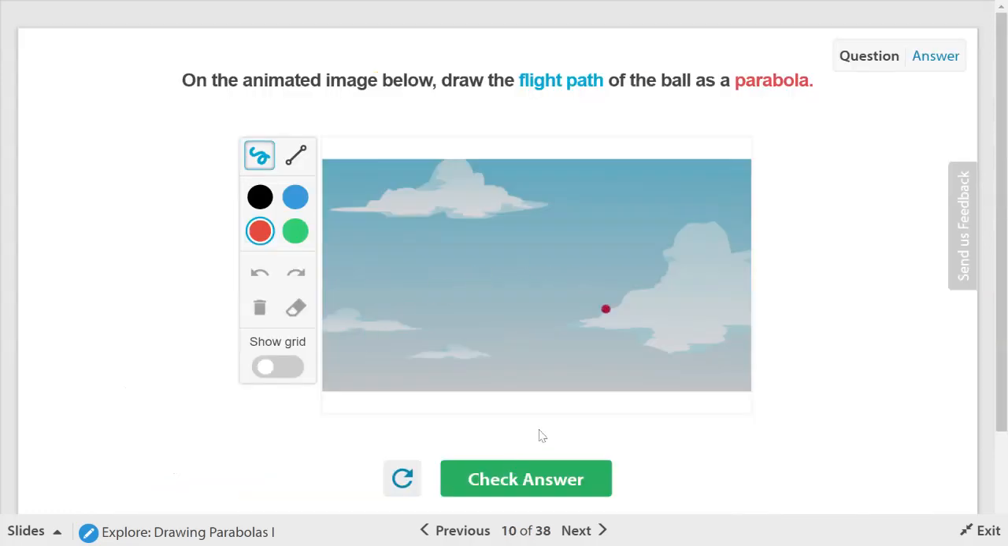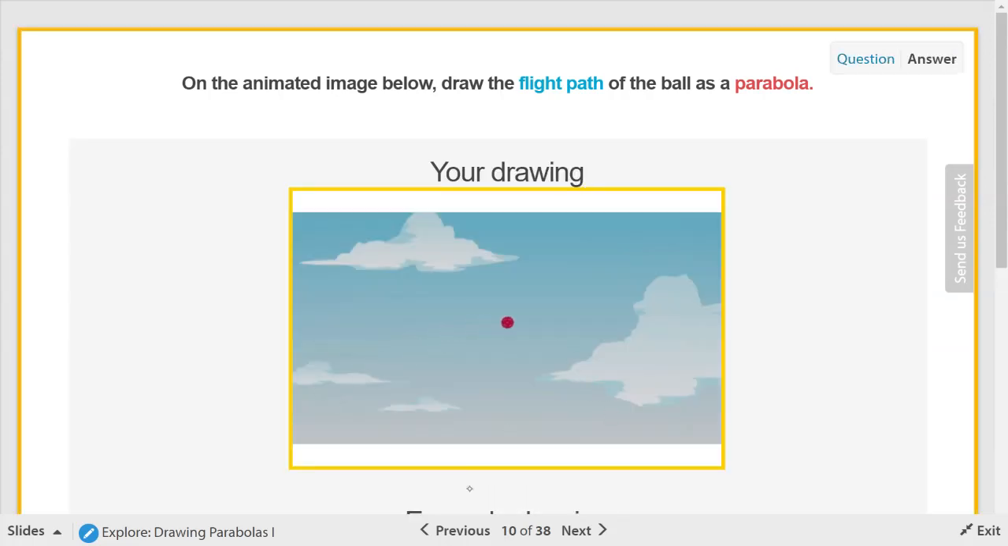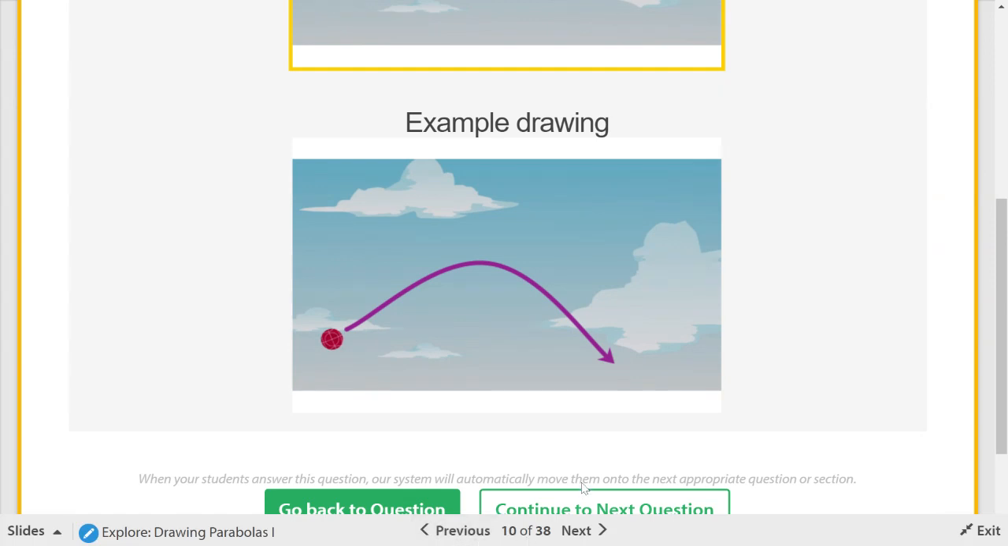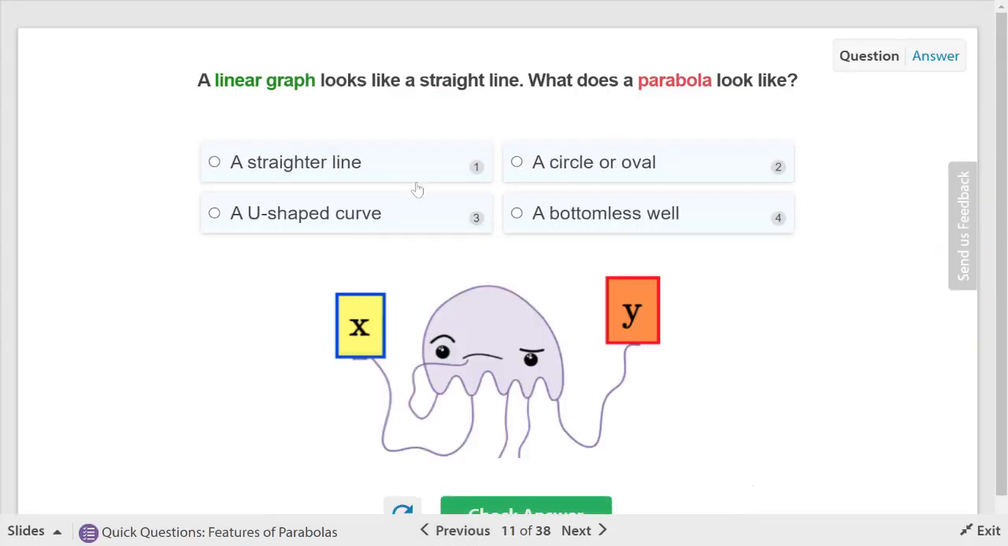Okay. On the animated image below, draw the flight path of the ball as a parabola. Simply, easy, just simply draw it like that, right? So there's some kind of line that you have to draw in here. It would end up looking like this. Okay, so there's the drawing, something like that. And you have a parabola to look at from there.